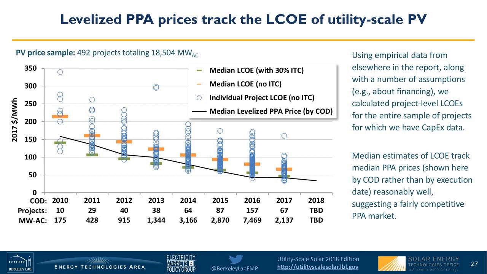In addition to PPA prices, we also collect other data about these projects, including both CapEx and capacity factor, which we've already run through. And this enables us to estimate each project's levelized cost of electricity, or LCOE. Now, LCOE is typically calculated without the inclusion of incentives like the investment tax credit. So that's what's shown by the blue circles here, and also the orange dash markers, which indicate the median. But we can also estimate LCOE including the impact of the 30% ITC, and that's what's shown by the green dash markers there.